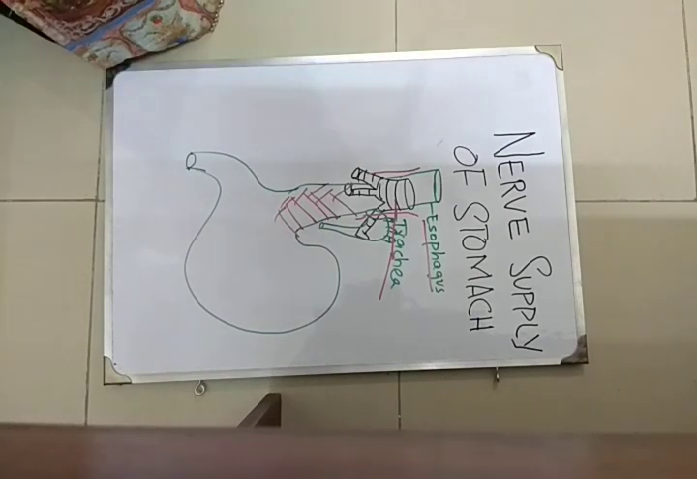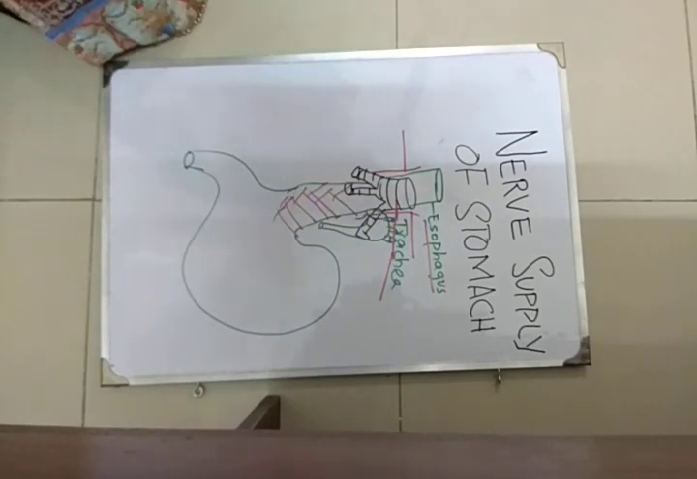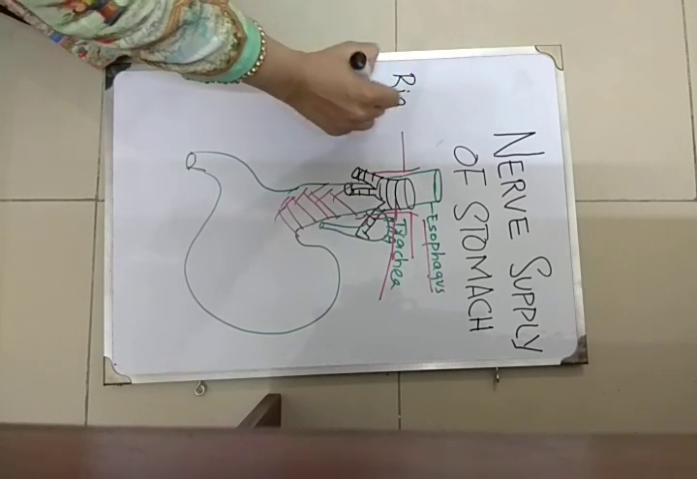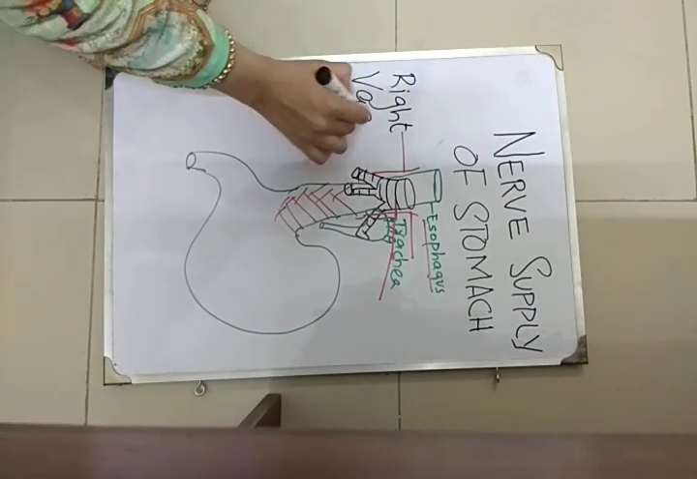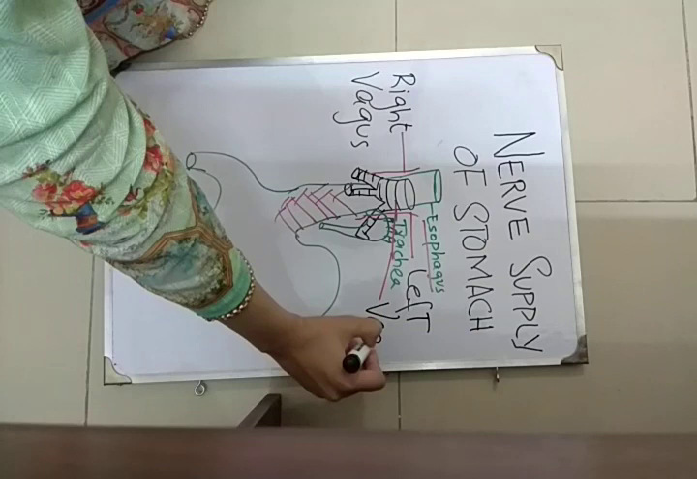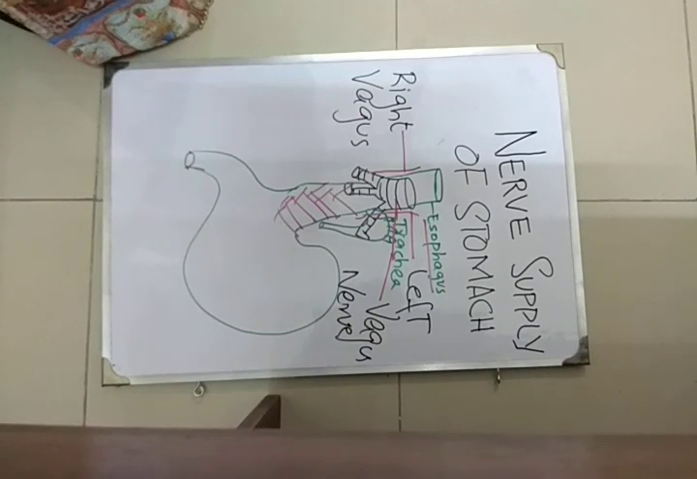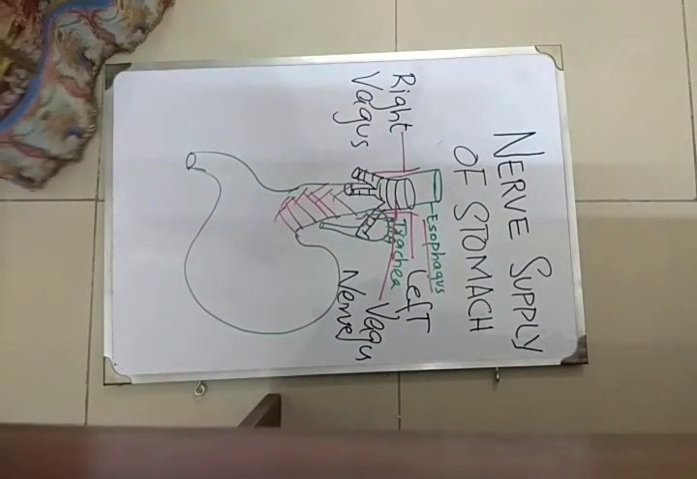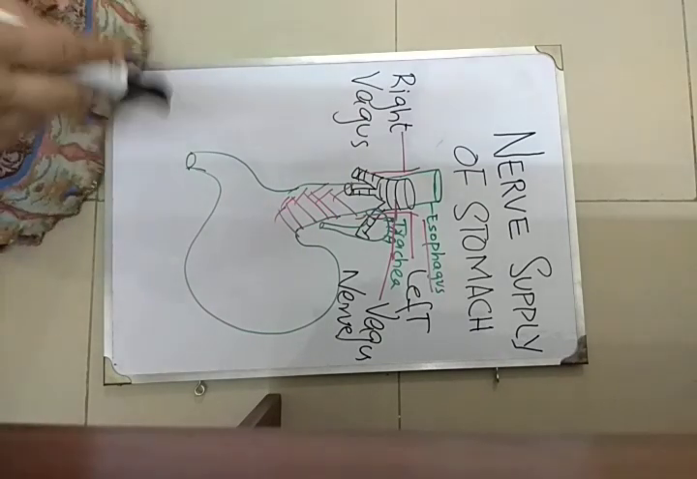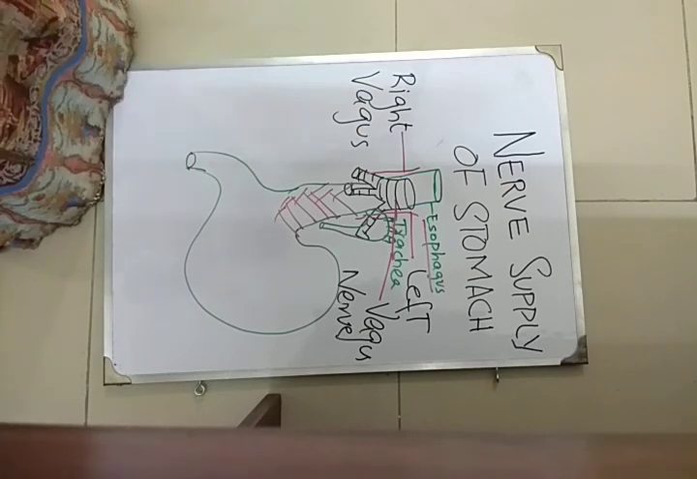Now we have these, the right and the left vagus nerves. This is the right vagus nerve, and this is the left vagus nerve. The right and the left vagus nerves move downward, come towards the esophagus, lie on the esophagus and form the esophageal plexus.